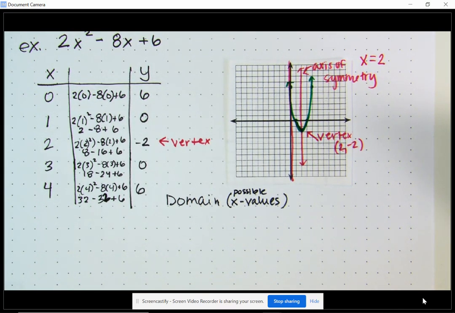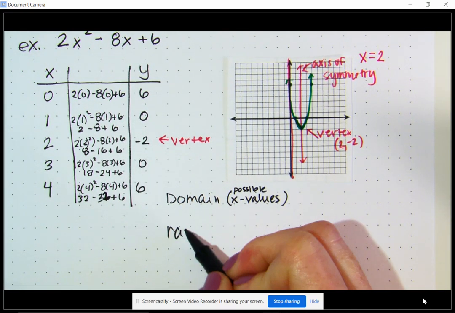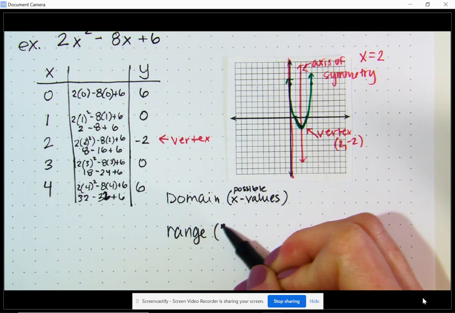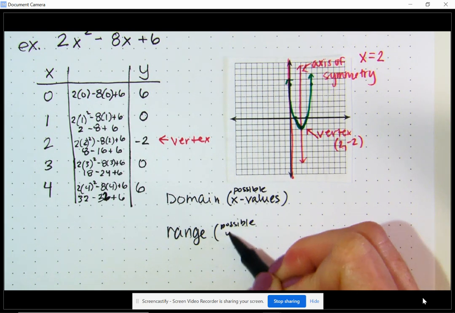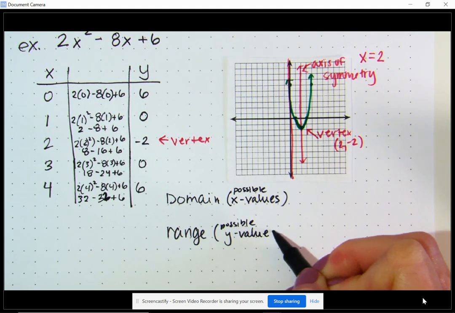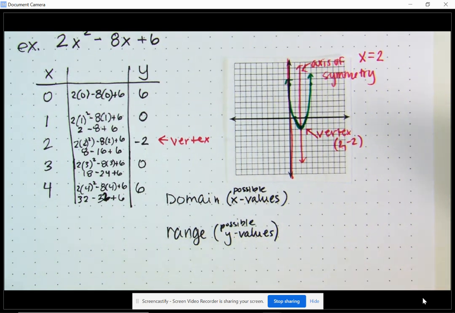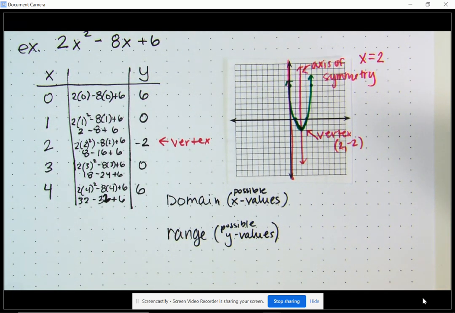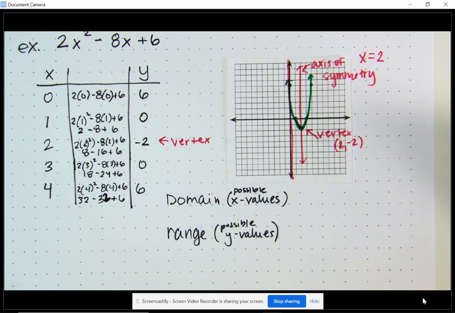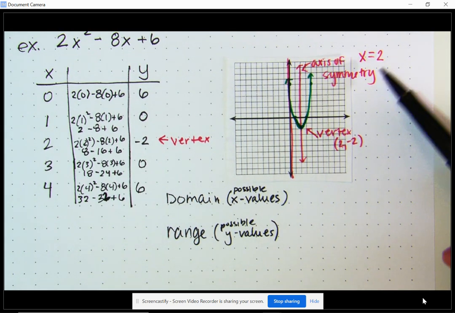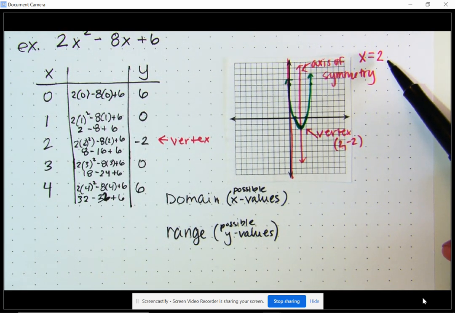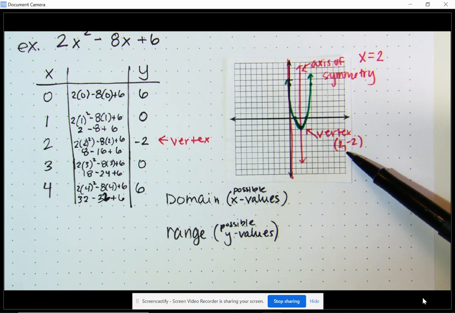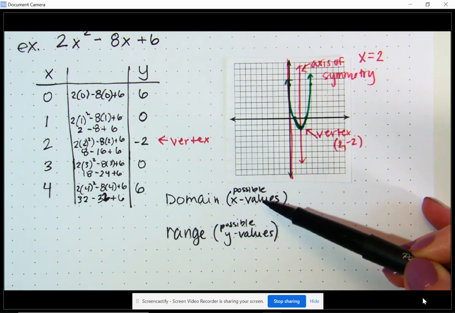Possible x values, right? And the range are the possible y values. Okay, so my axis of symmetry was x equals 2. My vertex is (2, -2). My domain, my possible x values.